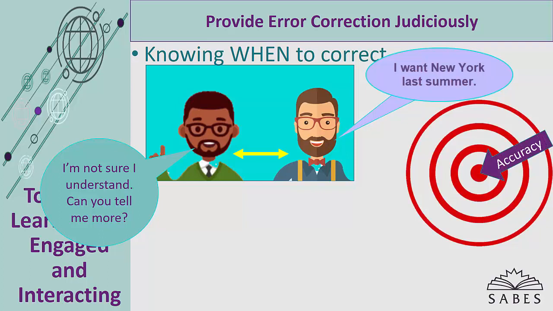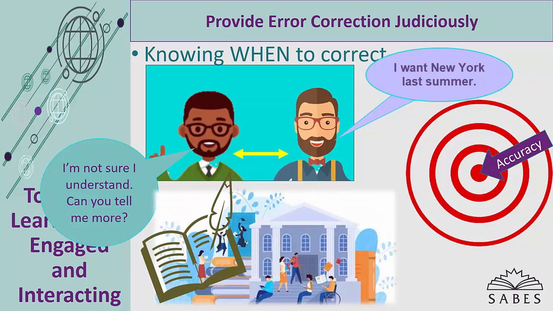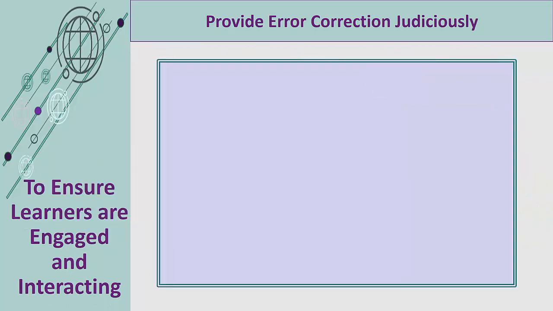Other times, accuracy is the goal of a lesson or the focus of a class activity. In these instances, it is necessary to provide corrective feedback. And of course, if students are preparing for college or the workplace, then accuracy, particularly in writing, matters. So, what is the most effective way to provide corrective feedback? There are several effective techniques teachers can use.